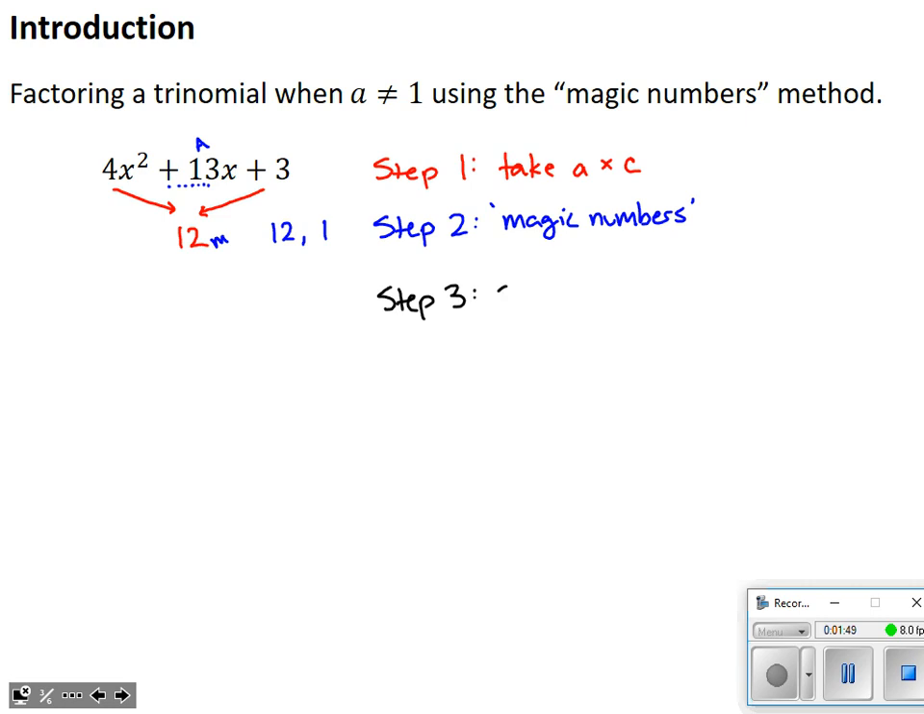Step 3, I call that just the skeleton. We're going to make a skeleton of what factors look like when we unfoil. So I've got something x and then some number afterwards, something x and then some number afterwards. Step 4, and again, I'm really breaking it down. You're going to find that this goes very, very quickly after you've practiced it a few times.